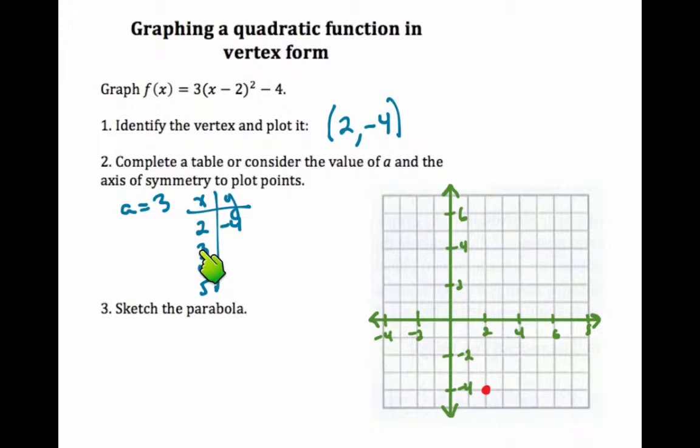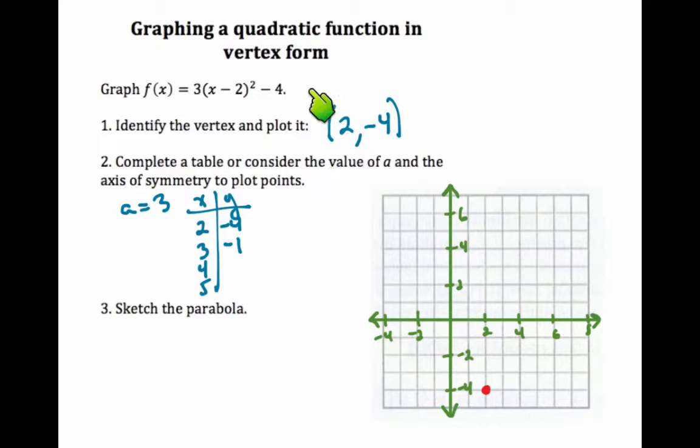But let's go ahead and do the math. If I plug 3 in, I get 3 minus 2 is 1. 1 squared is 1. 3 times 1 is 3. Minus 4 gives me -1. And those of you who jumped ahead and said, I just need to go up 3, over 1, up 3, congratulations, you have got -1.